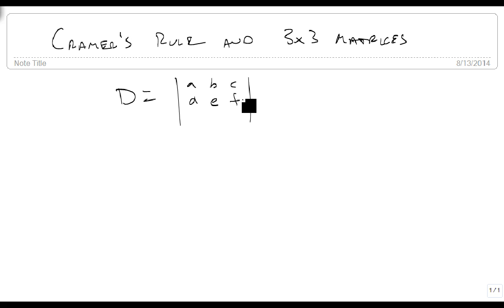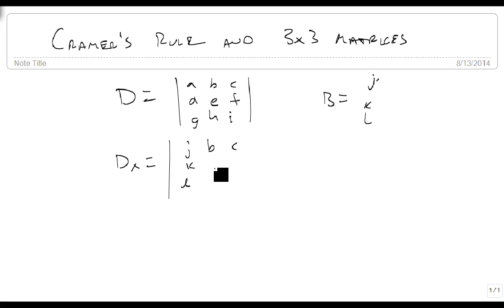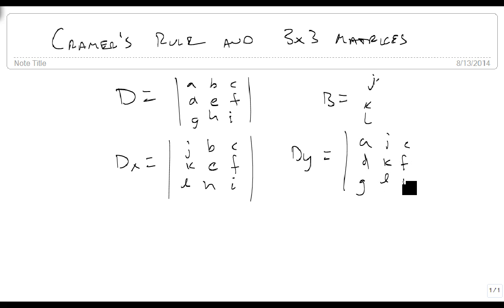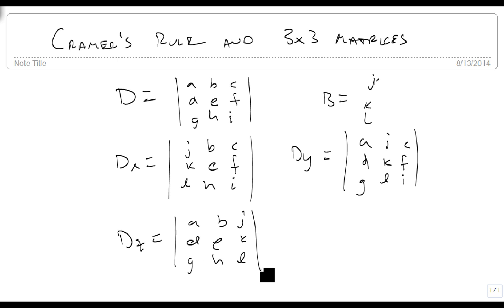Our D again is just the coefficient matrix, A, B, C, D, E, F, G, H, I, and suppose we have a J, K, L as our B matrix. Well, Dx is going to be replacing the first column with J, K, and L, then B, C, E, F, H, I. Our Dy comes from replacing the middle, so A, G, C, F, I. And Dz comes from replacing the end, so AB, DE, GH, and then JKL replaces the last column. And x is simply Dx over D, y is Dy over D, and z is Dz over D.